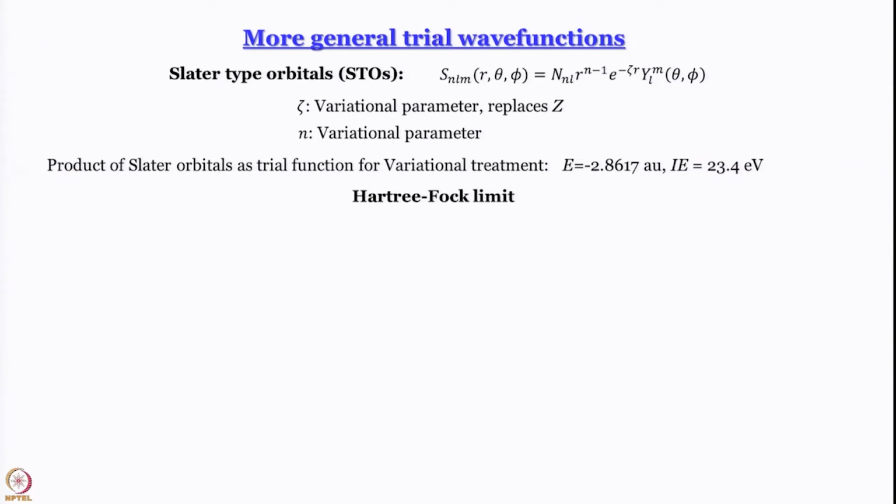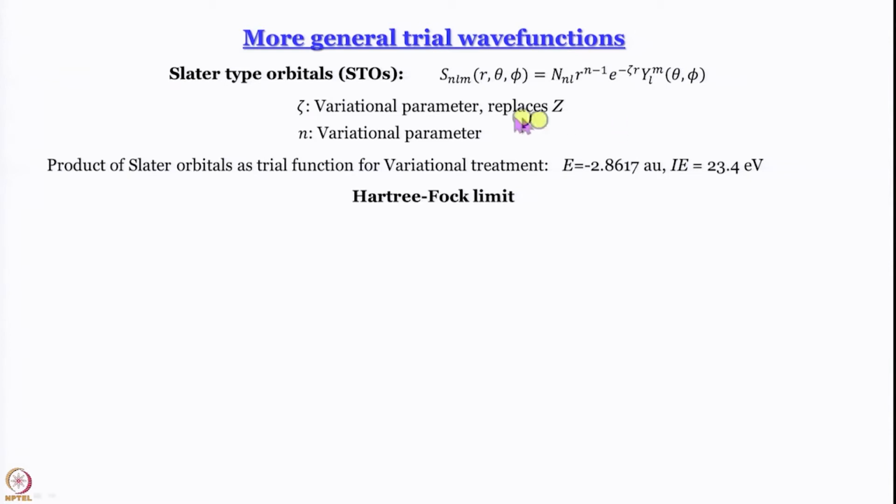When we talk about hydrogen atoms, n can only take up integral values. Not so when you use these as starting points, as trial functions. You want to play around with n as well, because you do not really care too much about whether they are integral or not. So, you are going to get values of n something like 0.9, 0.8, whatever.